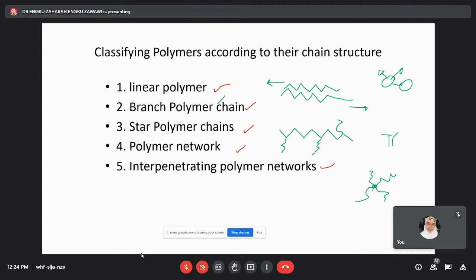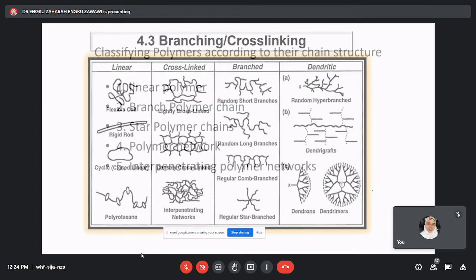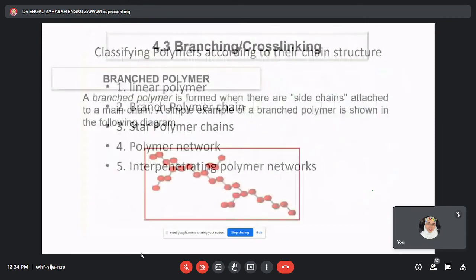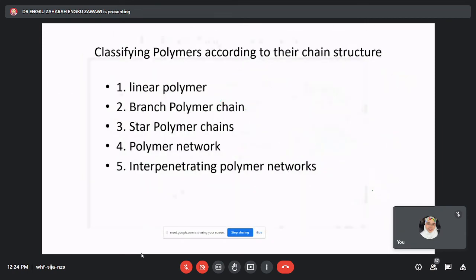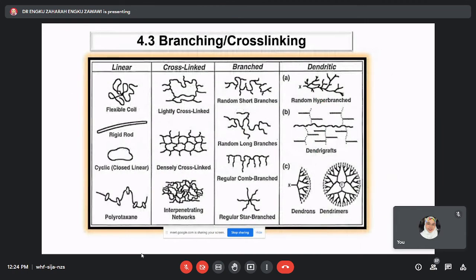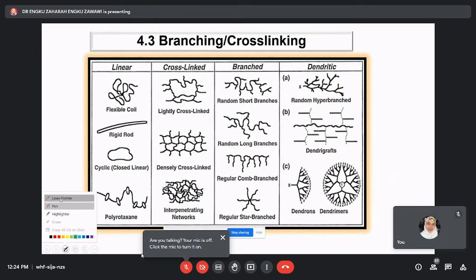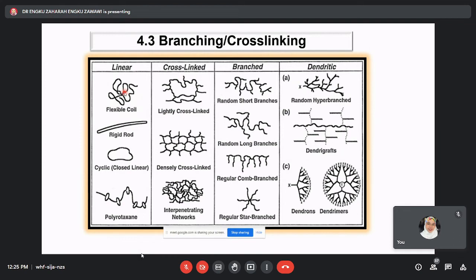So let's look at the picture. Okay, so this was the branch earlier. So let's look now. Okay, if linear, it is just straight. If it is a flexible coil, it is easy to pass each other. So most of them belong to thermoplastic. Then the cross-linking: slowly, like this is lightly cross-linked, and this is dense, the cross-linking is more packed.